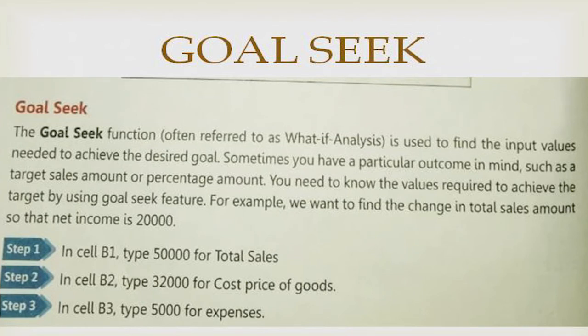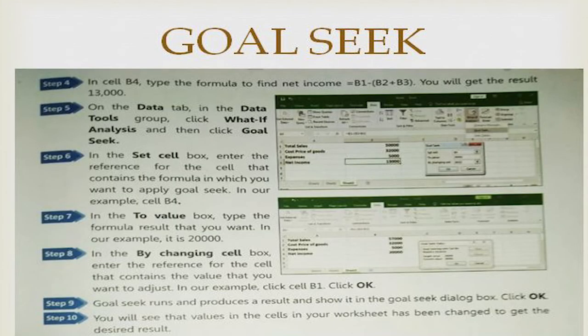Step 1, in cell B1 type 50,000 for total sales, in cell B2 type 32,000 for cost price of goods, and in cell B3 type 5,000 for expenses. Next, step 4, in B4 type the formula you need to find the income: equal to B1 minus bracket of B2 plus B3. You will get the result of 13,000. On the Data tab, in the Data Tools group, click What-If Analysis, then click on the Goal Seek option.